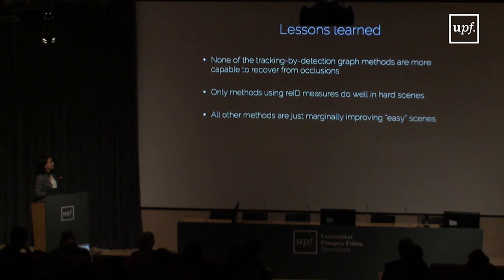And another important thing is that all the re-ID measures or all the methods that actually use some form of re-ID are much, much better in what we call hard scenes. And I will actually define what we call hard scenes in the next slide. But the most important thing is that all methods are just kind of fighting to improve this 1–2% in easy scenes.